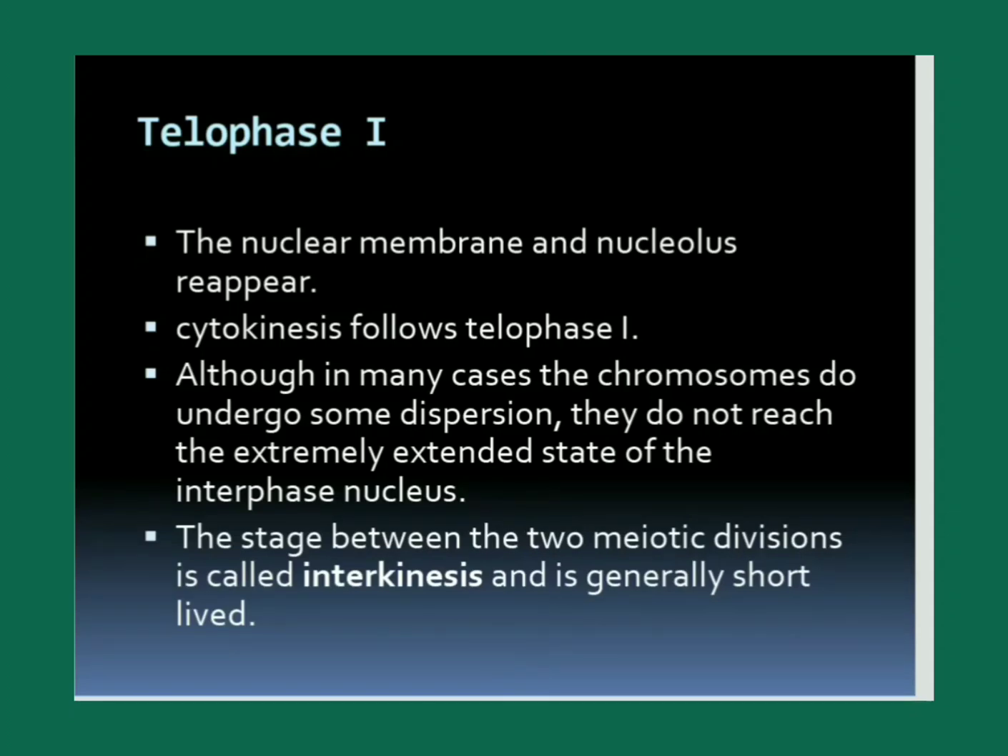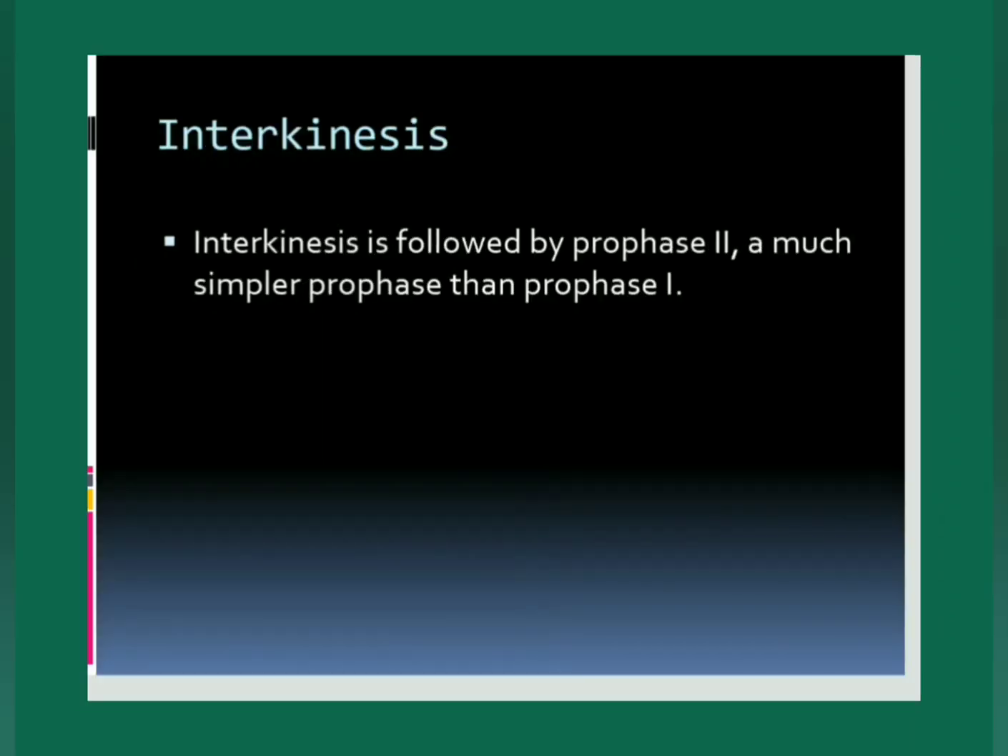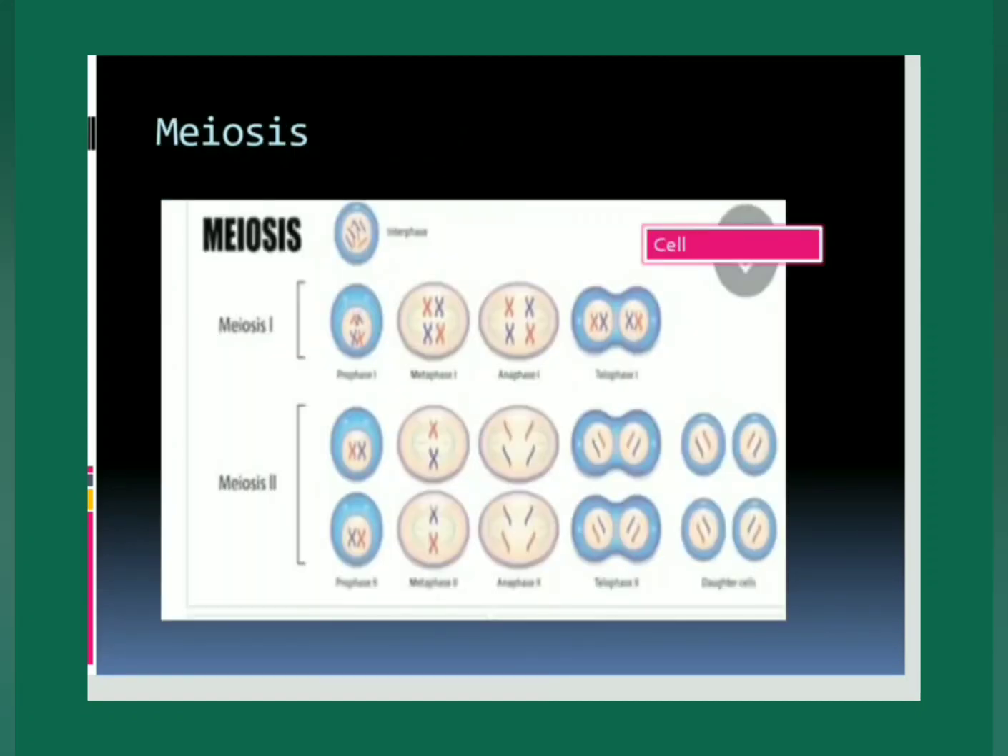Although in many cases the chromosomes do undergo some dispersion, they do not reach the extremely extended state of the interphase nucleus. The stage between the two meiotic divisions is called interkinesis. It is actually a resting phase between meiosis 1 and 2. It is followed by prophase 2, a much simpler prophase than prophase 1. So between meiosis 1 and 2, the interkinesis is present, as you can see here.